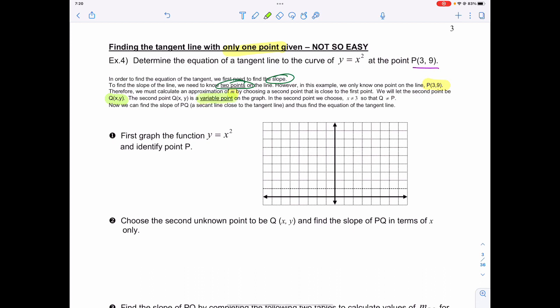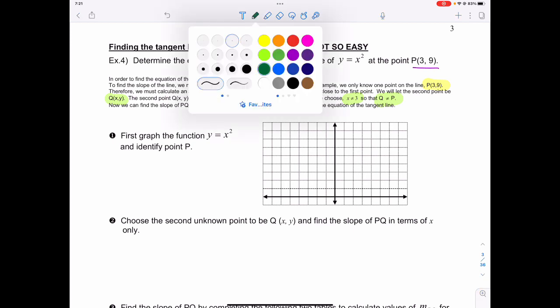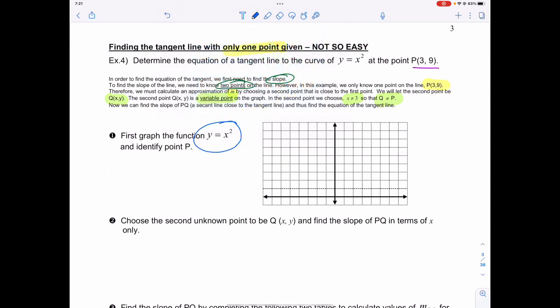The second point is a variable point on the graph. It can be any other x and y that could possibly exist on this graph. In the second point, we have to choose a point where the x value is not 3 so that point Q and point P aren't the same. Because remember, we're still solving it based on 2 points. And then we can find the slope of PQ, or the secant to the tangent line, and find the equation of the tangent line. All right, let's start by graphing our first function, y is equal to x squared.